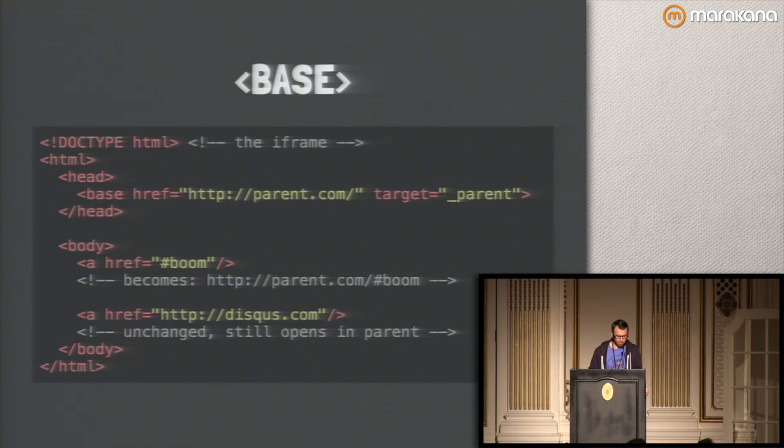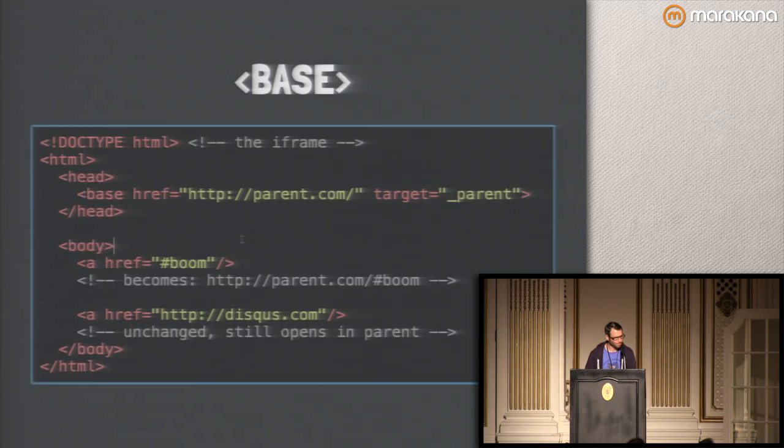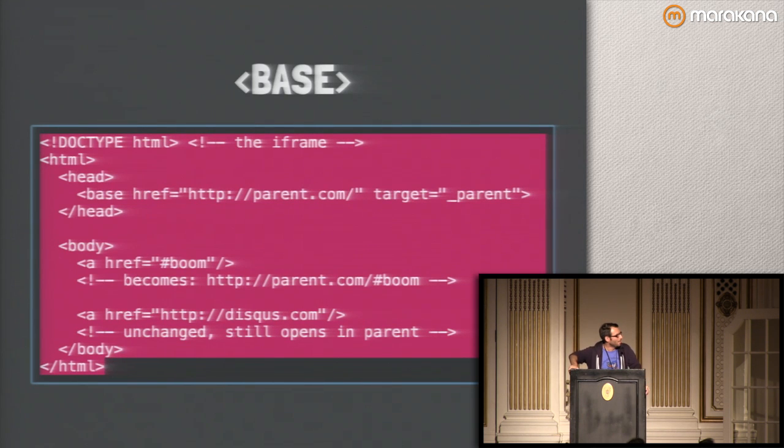So here's a quick example of what that looks like. This is a full document. I've got my base tag in the head, and I'm going to specify parent.com as the base href, because I want all the links to be relative to the parent page. And I'm also going to say that the default target is going to be parent as well.